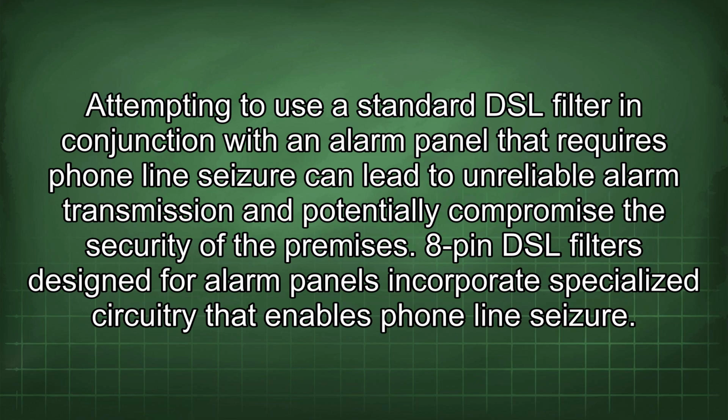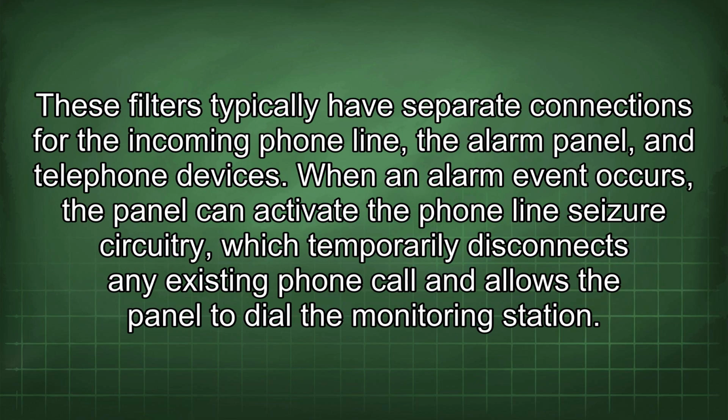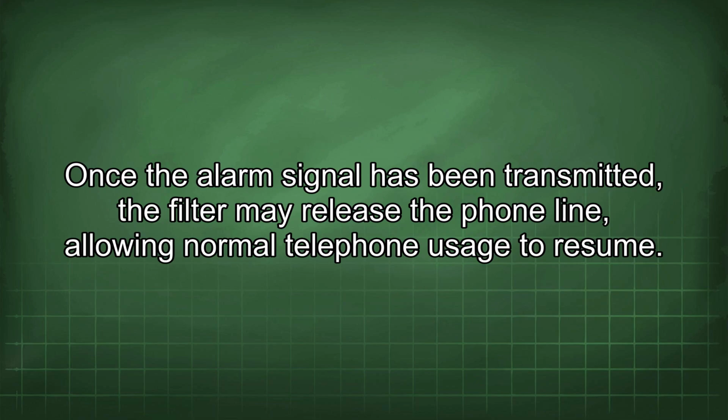8-pin DSL filters designed for alarm panels incorporate specialized circuitry that enables phone line seizure. These filters typically have separate connections for the incoming phone line, the alarm panel, and telephone devices. When an alarm event occurs, the panel can activate the phone line seizure circuitry, which temporarily disconnects any existing phone call and allows the panel to dial the monitoring station. Once the alarm signal has been transmitted, the filter may release the phone line, allowing normal telephone usage to resume.